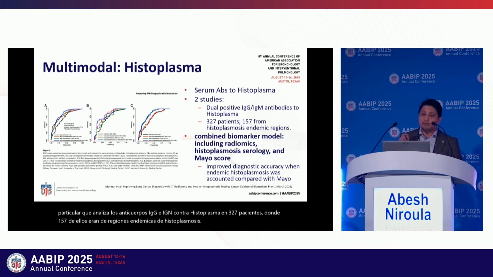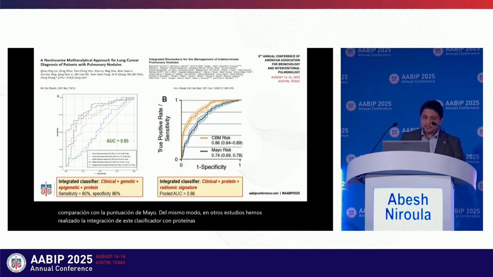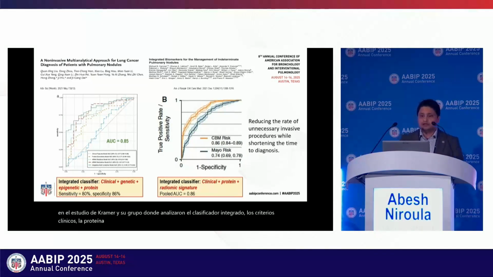They found that the combined biomarker model, including radiomics, histoplasmosis serology, and Mayo score, improved diagnostic accuracy when endemic histoplasmosis was accounted for, compared with Mayo score. Similarly, there are other studies where we have performed integration of this classifier with clinical, protein, and radiomics. For example, in the study by Kramer and group, where they looked at the integrated classifier, clinical criteria, protein and radiomics signature, they found reduced rates of unnecessary invasive procedures while shortening the time to diagnosis.